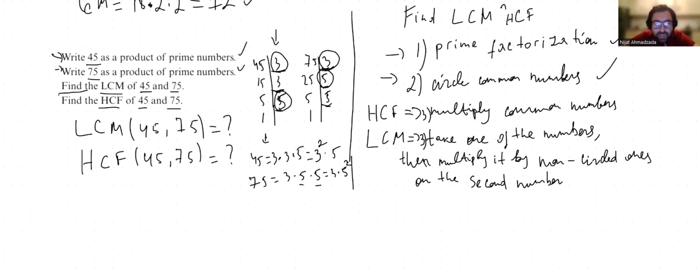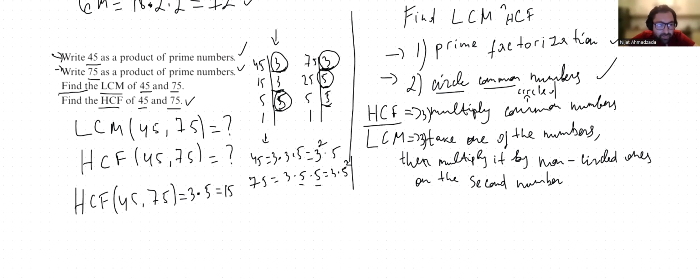Now we do the HCF. HCF means multiply the common, or circled, numbers. What are the circled numbers? The common numbers are 3 and 5. We multiply them, so the HCF will be 15. This part is done.